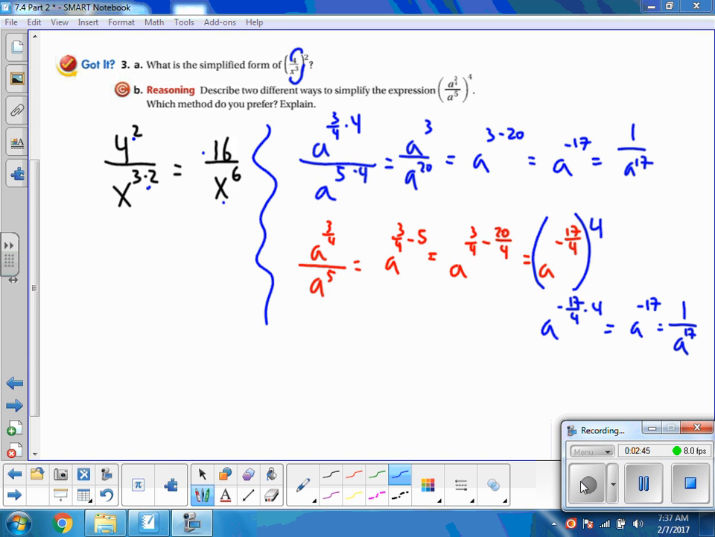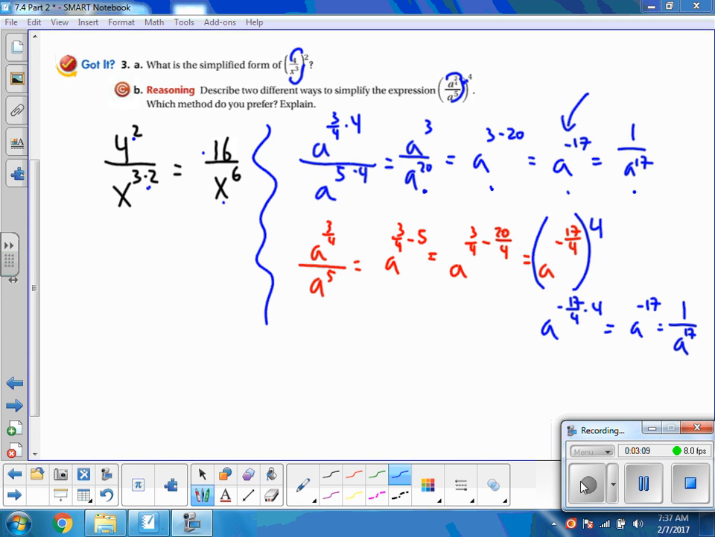Two ways to solve this. The first way is to distribute that 4 to both the numerator and the denominator and do some simplifying. And then I could use a quotient rule here of subtraction. And then I noticed that my a to the negative 17th power is not negative, but it is small. And so I simplify by completing my fraction without a negative exponent.